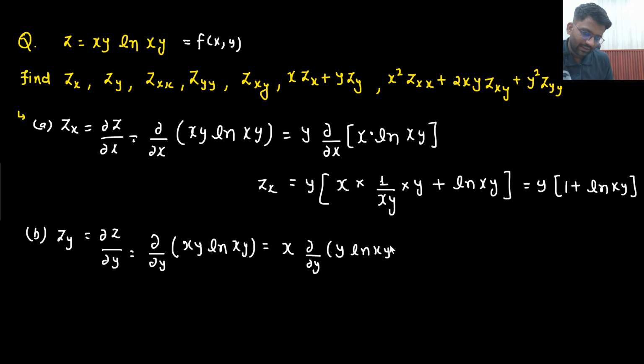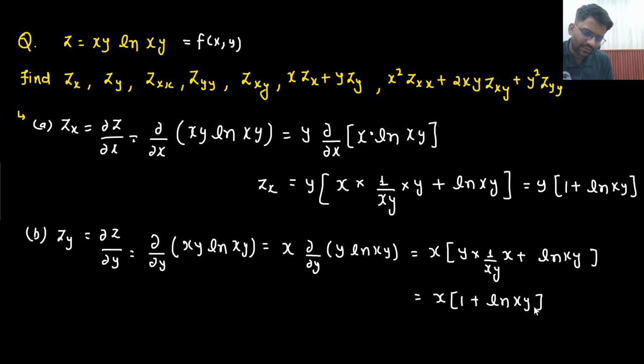So ln xy, this is the differentiation I need to do. X is outside, right? Now y as it is, differentiation of ln xy would be 1 by xy, then differentiation of xy I need to do, where x is constant, so differentiation of y will be 1, plus ln xy as it is, differentiation of y will be 1. So what is the answer you are getting? The answer we are getting is 1 plus ln xy.